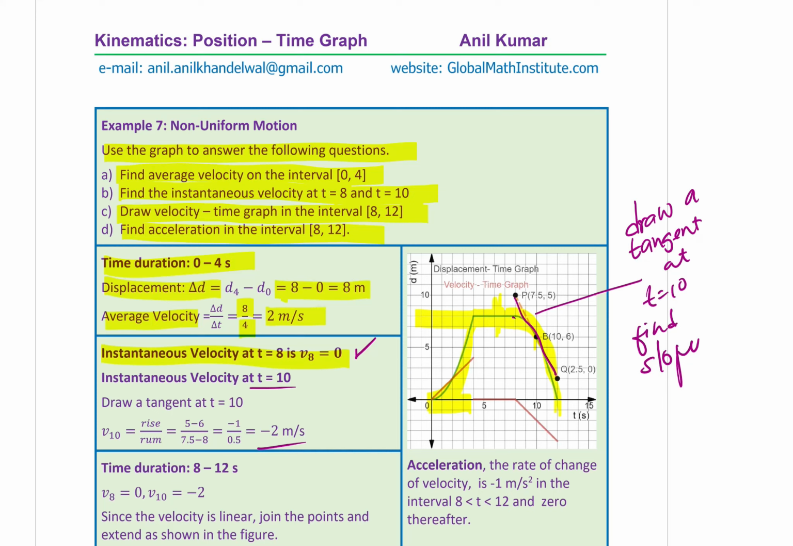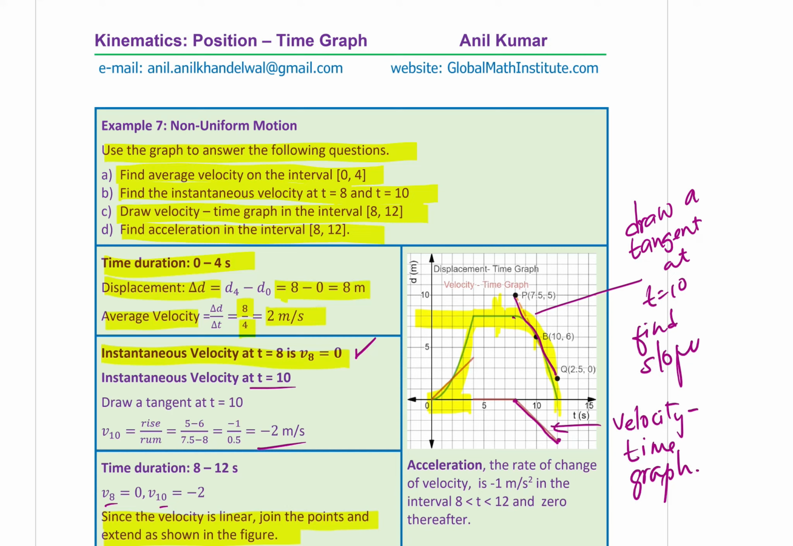Now, let's look into the velocity at the instance. We know velocity at 8 is 0, velocity at 10 is minus 2. That means that the velocity is decreasing. So what we've done here is we've taken the points at 8 and then at 10 and connected these points with a straight line to give you the velocity time graph. We know it is a straight line. So we got those points and then we connected them to get the velocity time graph, correct? Since the velocity is linear, join the points and extend as shown in the figure.